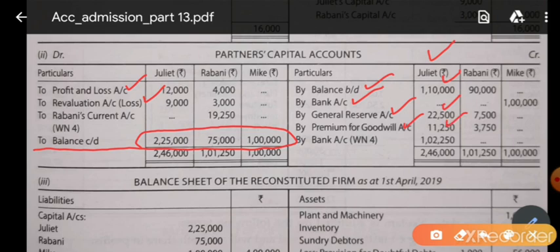So make an addition of these 3 amounts and minus these 2. You will find that on the credit side of Juliet's account, 1,02,250 rupees is coming less. So whichever side comes less, that side only we write the balance. So Juliet's amount is coming less, so he will contribute the amount. You can see it is written by bank, so he will contribute the amount.